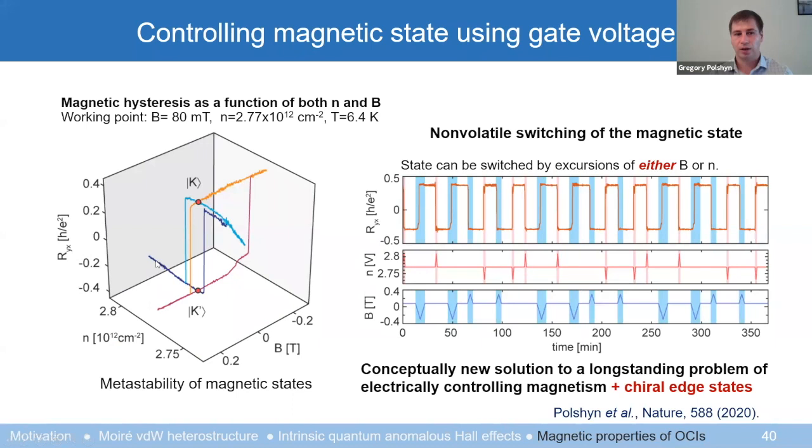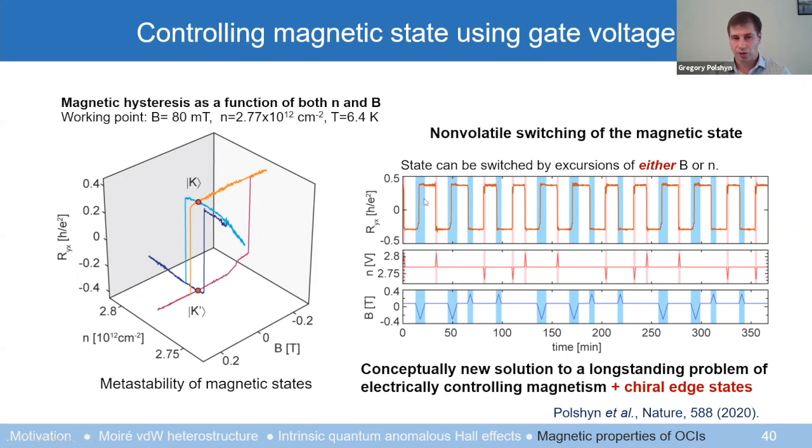Yeah, so we actually found that there is magnetic hysteresis not only with respect to magnetic field sweeps, but also if we sweep carrier density, that is gate voltage, right? So you can see these two interpenetrating hysteresis loops in perpendicular directions as a function of field sweep and carrier density. And such double metastable behavior allows us to actually accomplish switching of the magnetic state by small excursions of either magnetic field or carrier density.